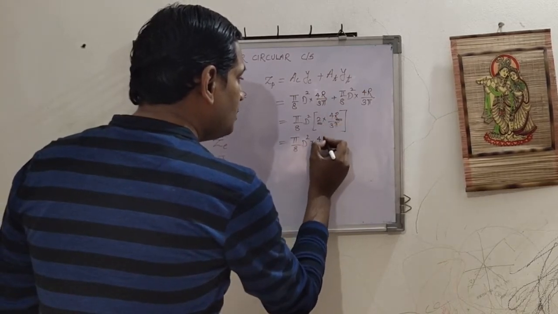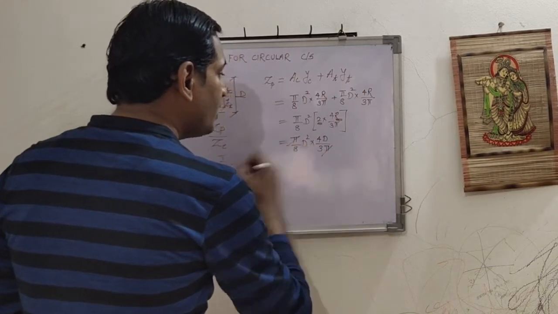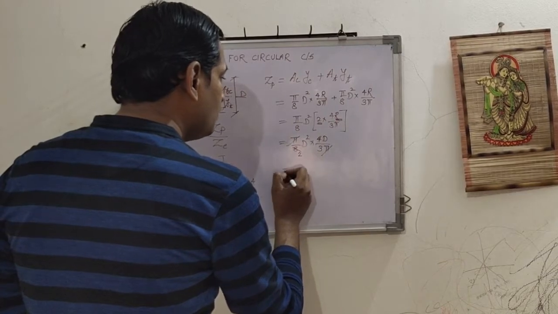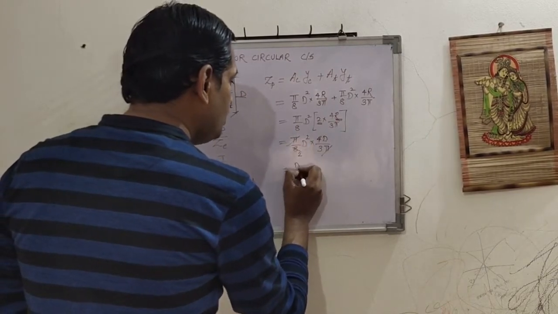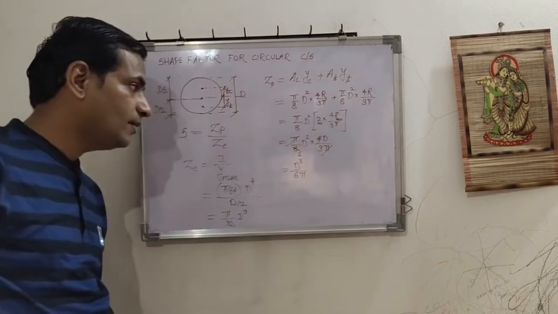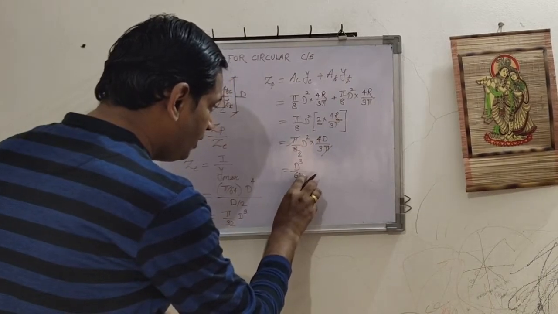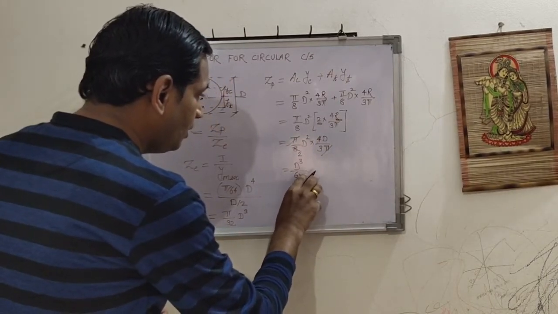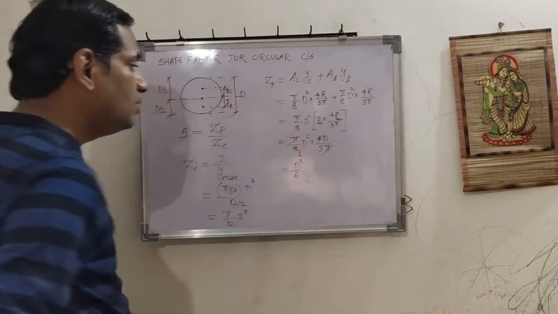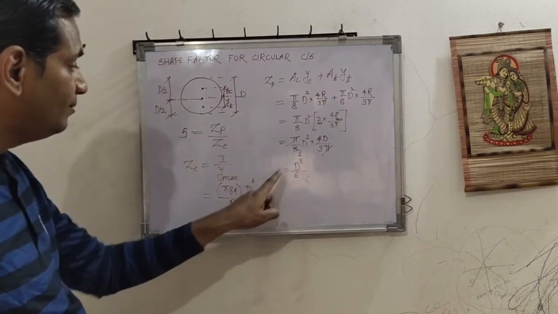So pi by 8 d square into 4, this 2 into R is d, upon 3 pi. So this pi value gets cancelled. This 4 gets cancelled, and this becomes 2. So d square into d is d cube divided by 6 pi. Correct? Sorry, not 6 pi, d cube divided by 6 only. Okay, d cube upon 6. Now both Z values are in terms of d.